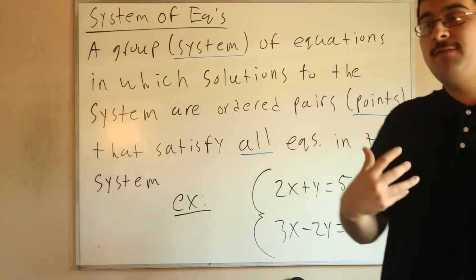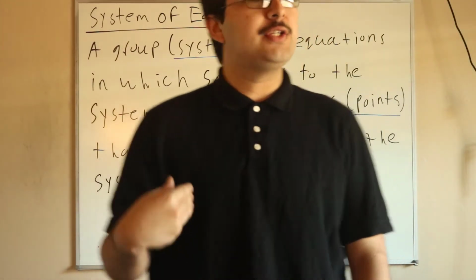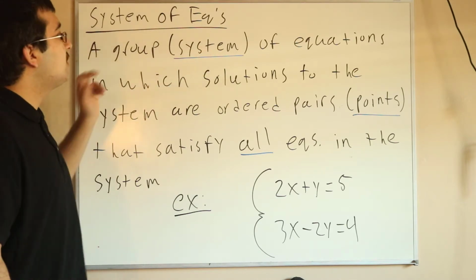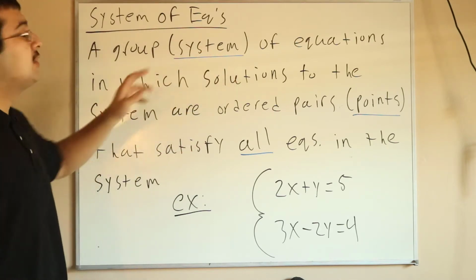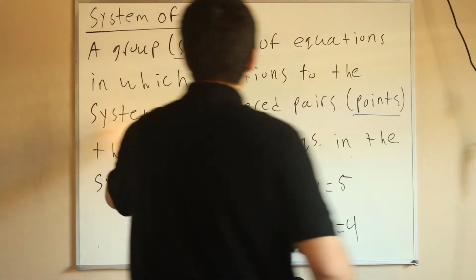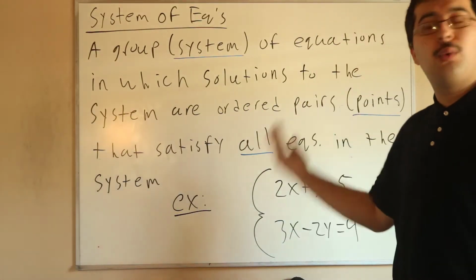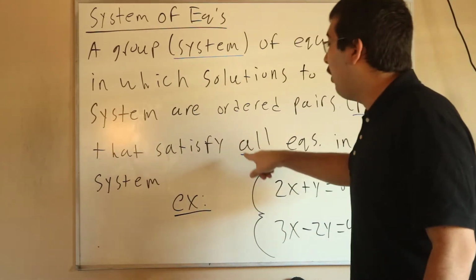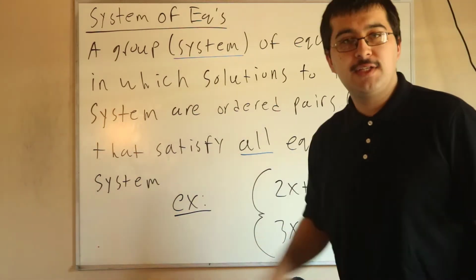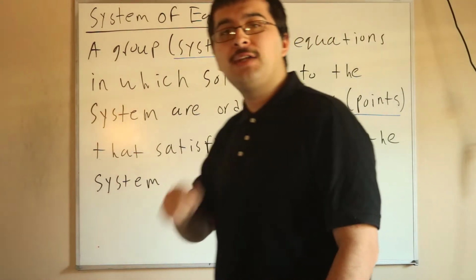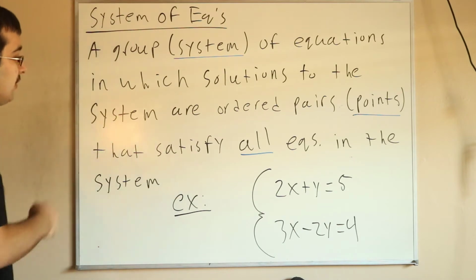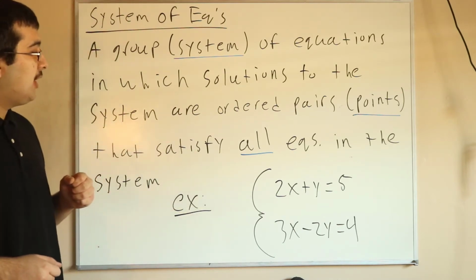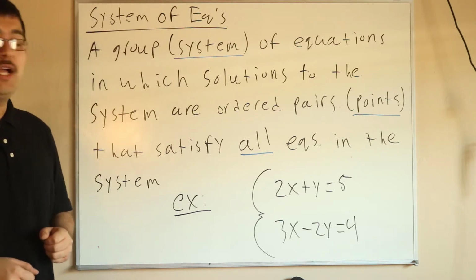Okay, so let's give a definition to what we mean by a system of equations. So for us, a system of equations is a group, and that group is another word for system, of equations in which solutions to the system are ordered pairs, in other words, points, that satisfy, and here's the key, all equations in the system. Okay? So going back to what I talked about earlier, if we consider the following example, the system of equations 2x plus y equals 5, 3x minus 2y equals 4.